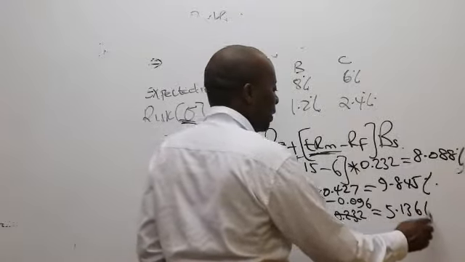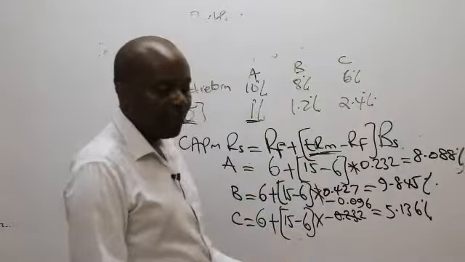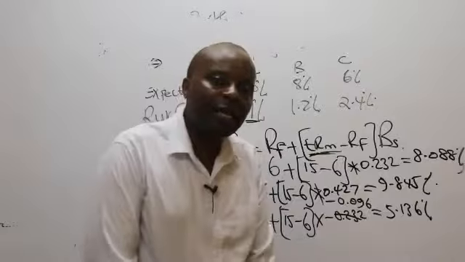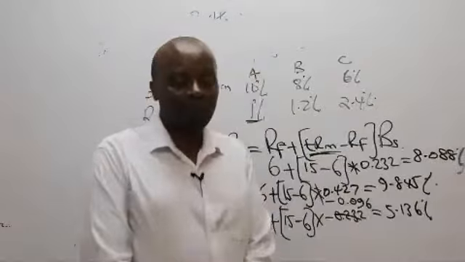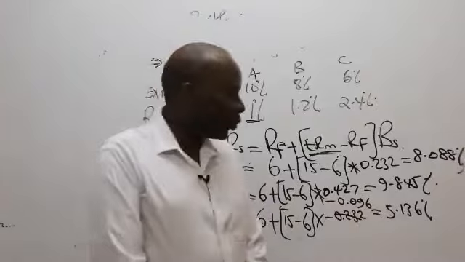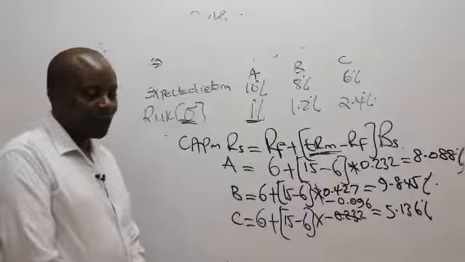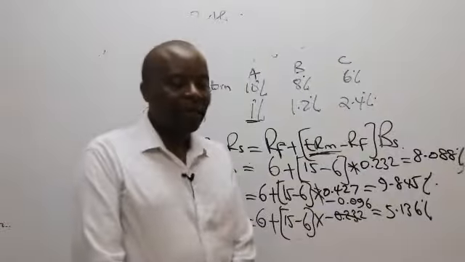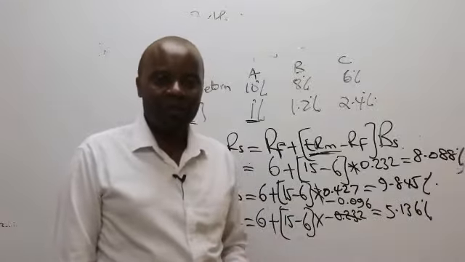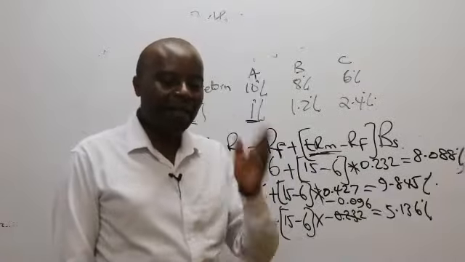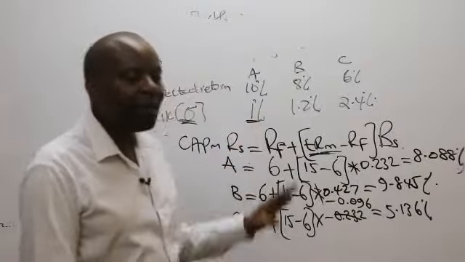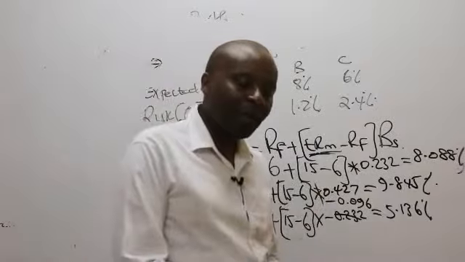It's 5.136%. Now, between the 3, A, B, C, on the basis of the figures that you have here, which project should we invest in? Because that is the question. Ladies and gentlemen, the worst decision you can ever make in your life is to decide on the basis of CAPM returns. Please, we do not decide on the basis of CAPM returns.